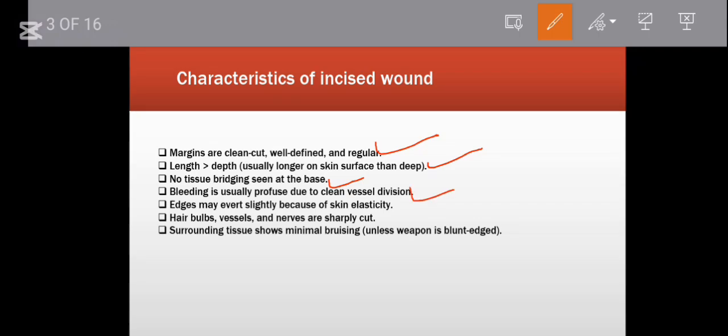Bleeding in this is profuse. Edges may be everted slightly because of the skin elasticity. Edges in this are everted. Hair bulbs, vessels and nerves are sharply cut, and surrounding tissues show minimal bruising unless the weapon is blunt edged.